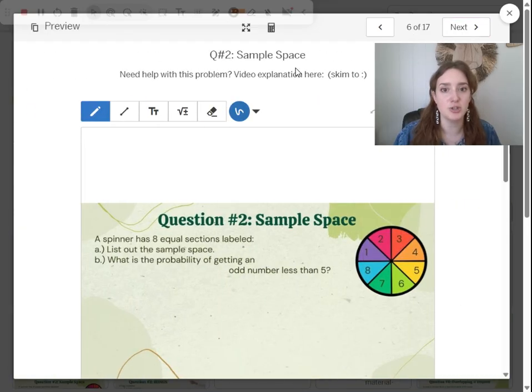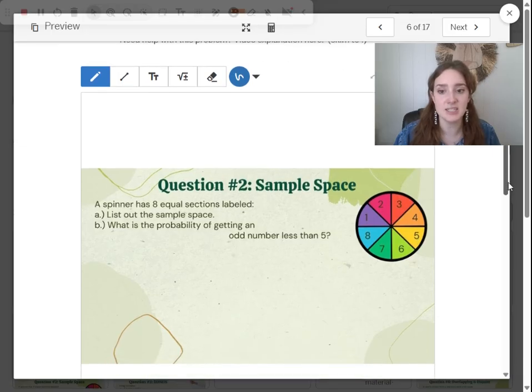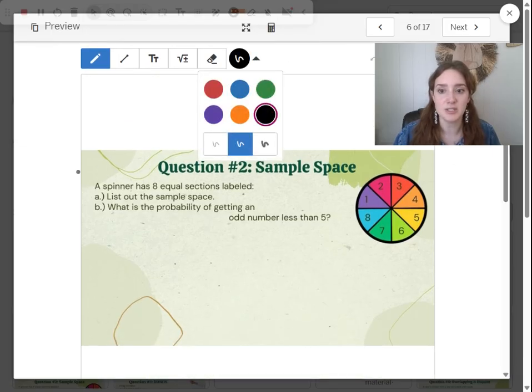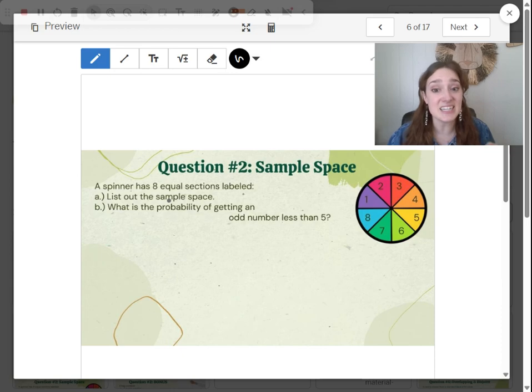All right, question number 2 is going to be another sample space problem. It might look something similar to this. Let's go through it. So a spinner has 8 equal sections labeled, and we can see they're all labeled, numbered for us, and colored. It's really pretty. List out the sample space.